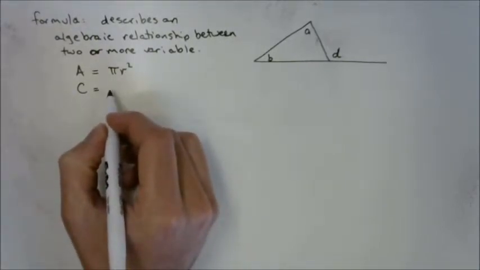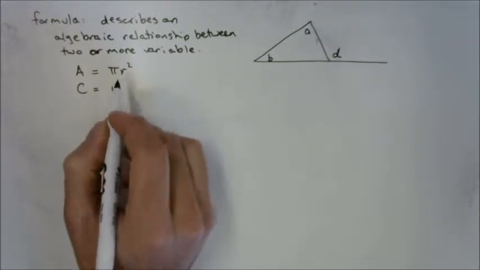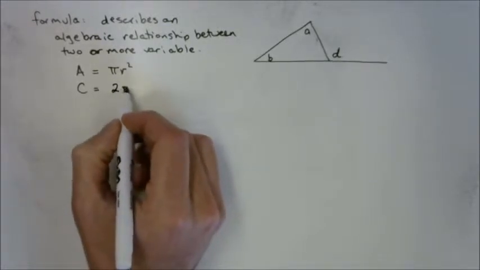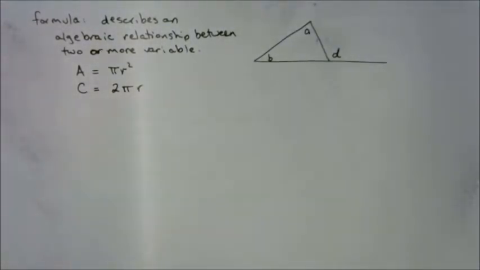R d 2 r. No, r squared. R times 2. 2 pi r. Yeah, pi diameter. Yeah, 2 pi r. Oh, we don't have that one.